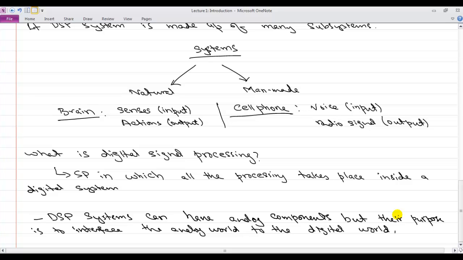We'll leave it here because we have run out of time. But basically, what we want to talk about in the next class is, that's great that DSP system means processing inside a digital system, but why do we want to do that, or why is DSP better than analog signal processing? We'll take up from there in the next class.